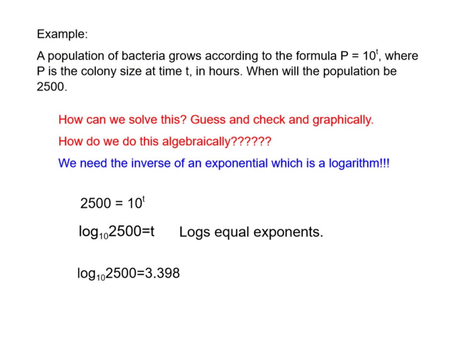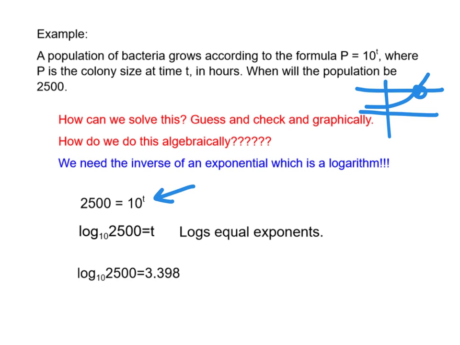If we look at an example, a population of bacteria grows according to the formula P equals 10 to the T, where P is the colony size at time T in hours. When will the population be 2,500? Well, we've already talked about how to solve this. You can solve it graphically and find the intersection. You can use guess and check, which would take a long time, but you can find it. Somebody at some point said we need an inverse.